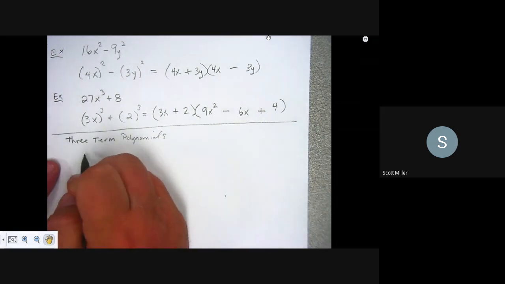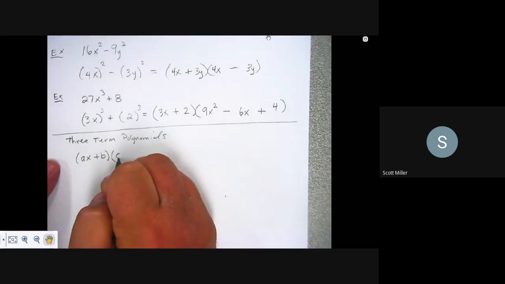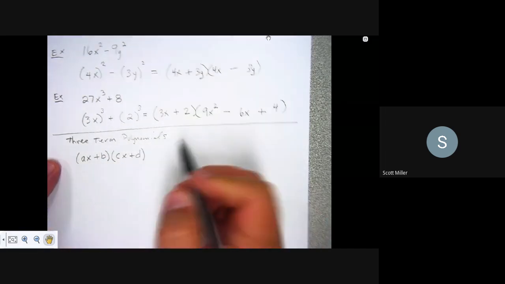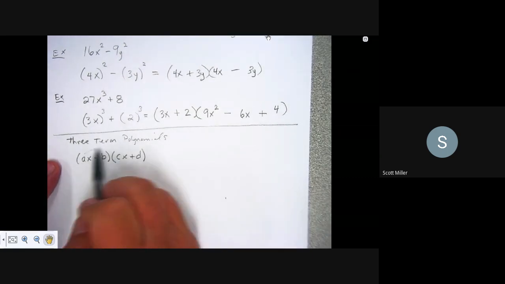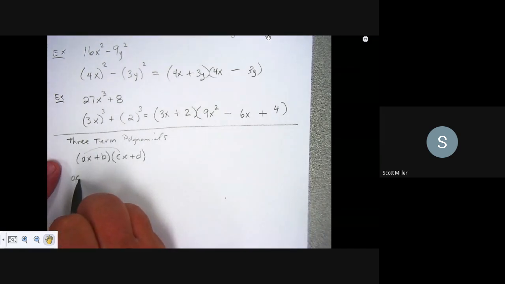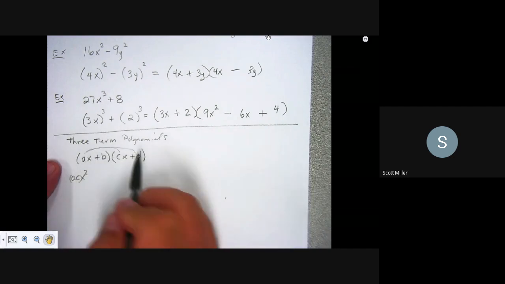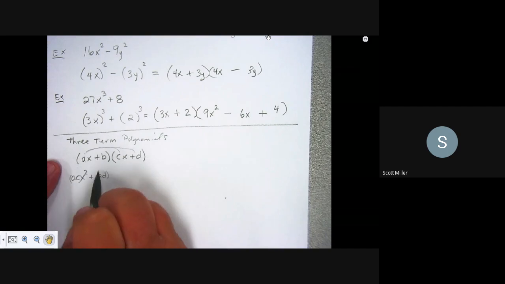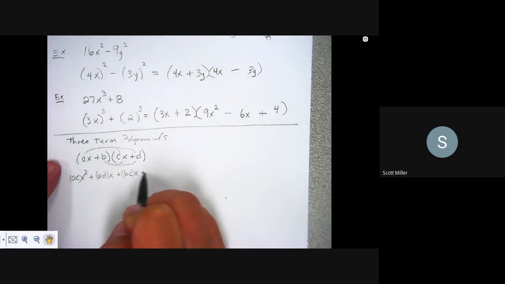Here's where they come from. So I'm going to take 2 generic binomials. And so if that was my answer, what was the kind of thing that it came from? And so if I multiply, that times that gives me AC times x squared. That times that gives me AD times x. That times that gives me BC times x. And that times that gives me B times D.